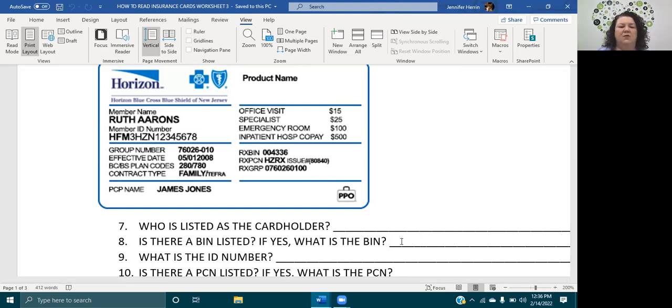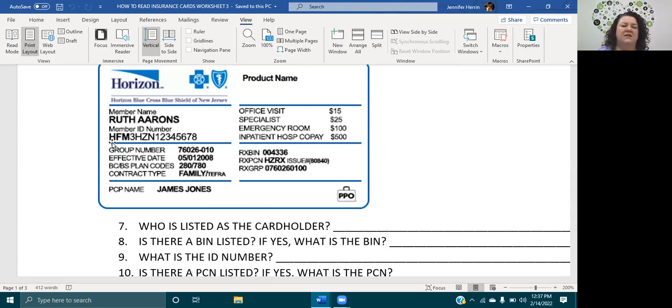The next question, number 9, what is the ID number? Well, right underneath the member name, we have member ID number. And for our purposes right now, I would enter the entire number here. I would include all letters and numbers. So the answer to what is the ID number for number 9 would be HFM 3HZ 1, 2, 3, 4, 5, 6, 7, 8. That is the answer you would write in to number 9.